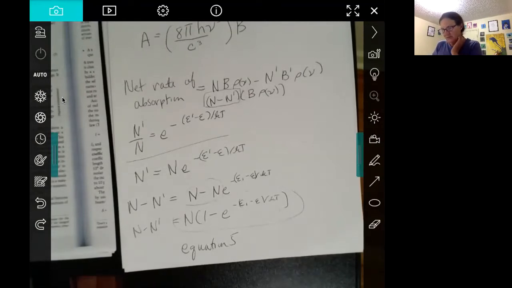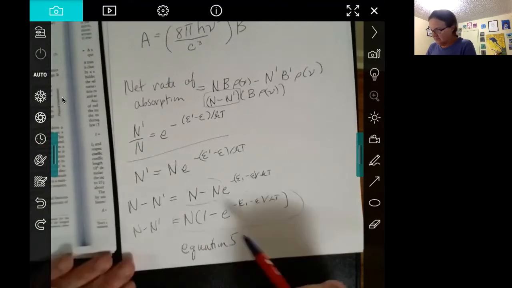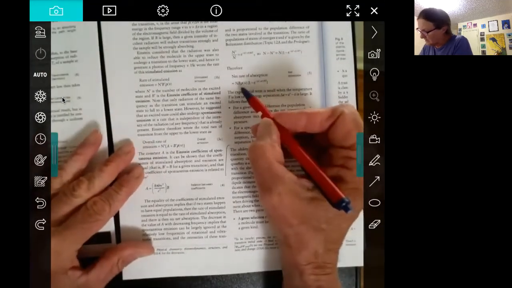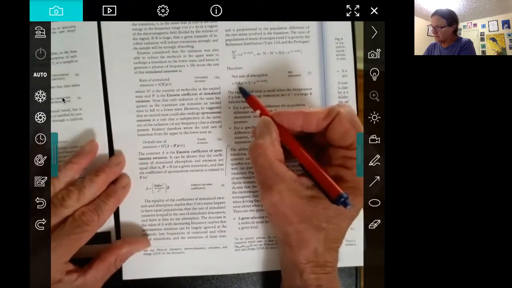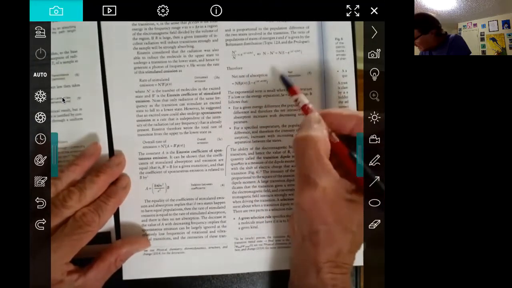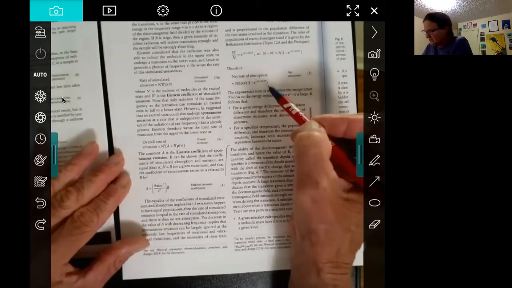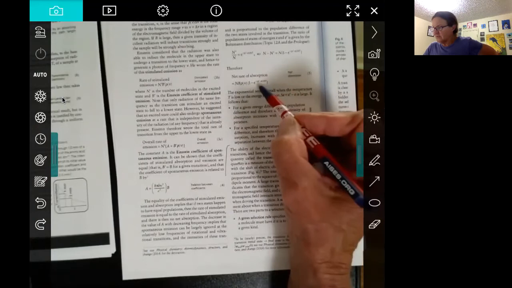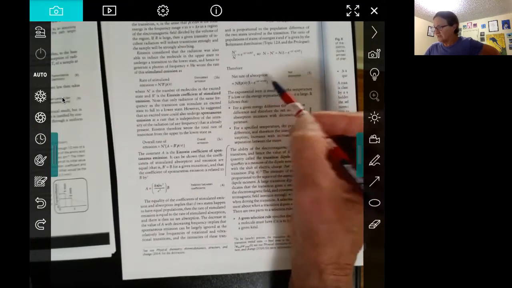So you have an equation for the net rate of absorption, and it depends on the frequency of the light. It depends on this coefficient of stimulated absorption or emission, depends on the number of molecules in the ground state. And then this exponential term, which says it depends on how many molecules are in the upper state versus the lower state. And that's a function of how far apart the states are, as well as the temperature.